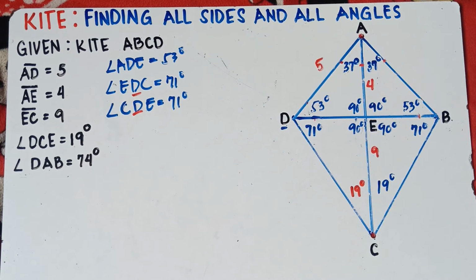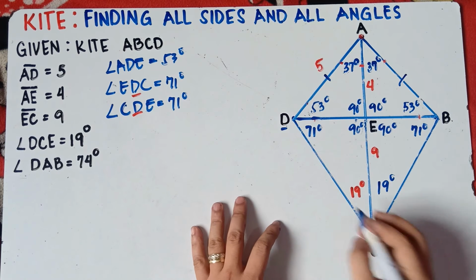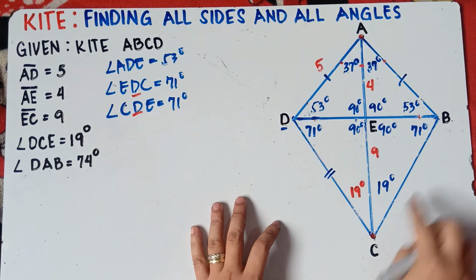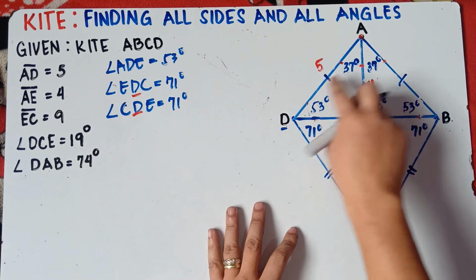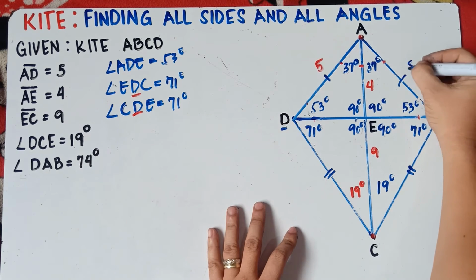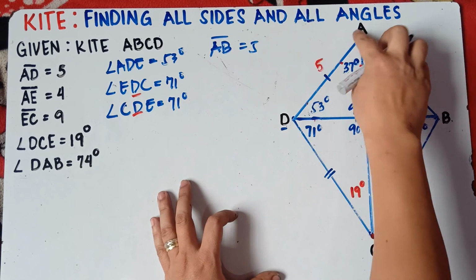And in a kite, class, the adjacent sides are congruent. So this side is congruent to this side. And this side DC is congruent to side BC. So therefore, if this is 5, AB should be 5. Once again, line segment AB is 5 because AD is 5.